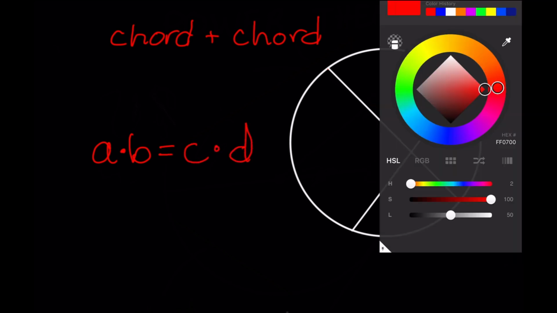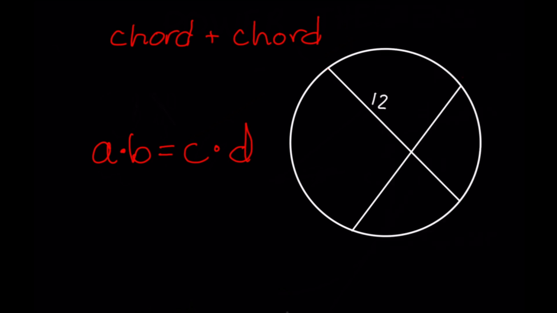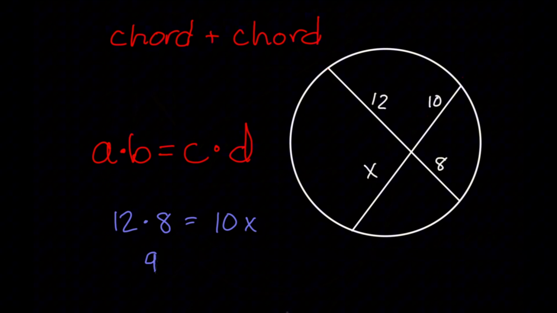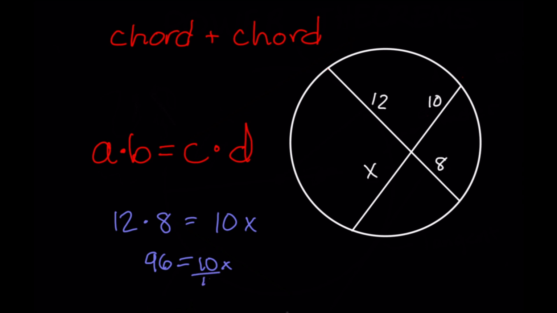So let's do an example here where we have 12 here, 10, 8, and then X. We're trying to solve for X. We know that this is 1 line, so we can have 12 times X. And then we know that this is the other chord, so we have 10 times 8, or we can just put 80. And so we just solve for X. So 96 is equal to 10X. Divide that.